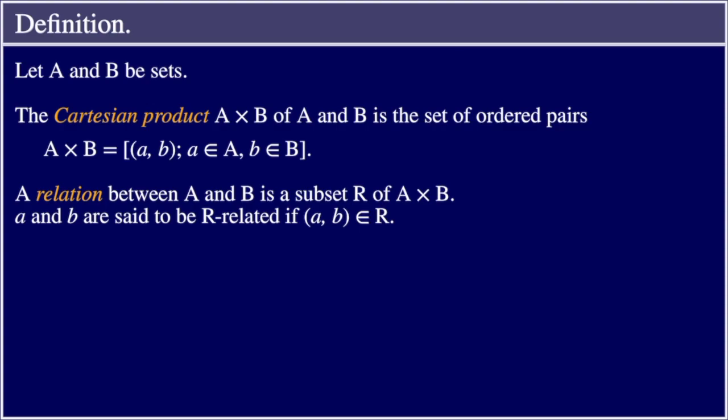Definition: let A and B be sets. The Cartesian product A × B of A and B is the set of ordered pairs A × B = {(a, b) : a ∈ A and b ∈ B}. A relation between A and B is a subset R of A × B. a and b are said to be R-related if (a, b) ∈ R.